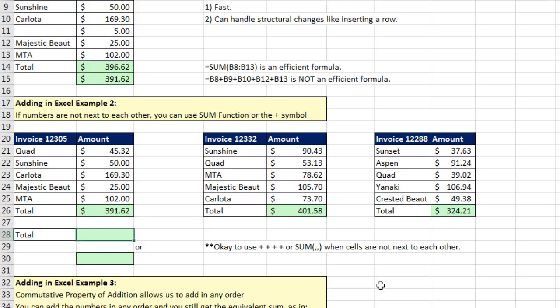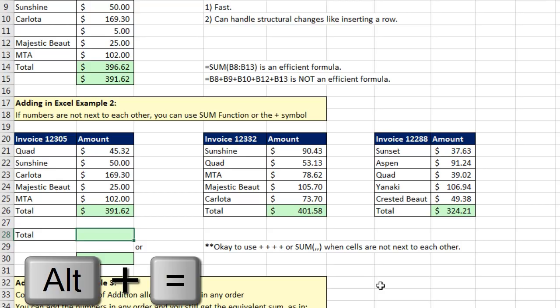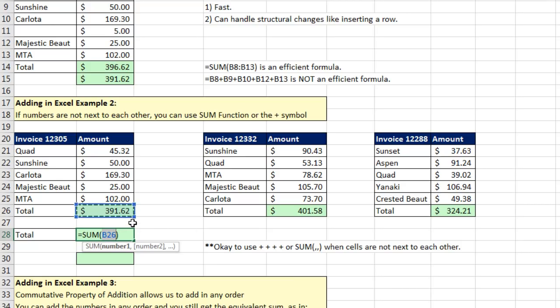So let's try the sum function first. Alt equals. Oh, look at that. It got the 1 cell. I'm very carefully going to take my I-beam cursor, click. Notice the screen tip. Number 1, 2, 3. You can have many cells or ranges to add. Let's type a comma to get to the next argument, number 2. So I click on that cell.